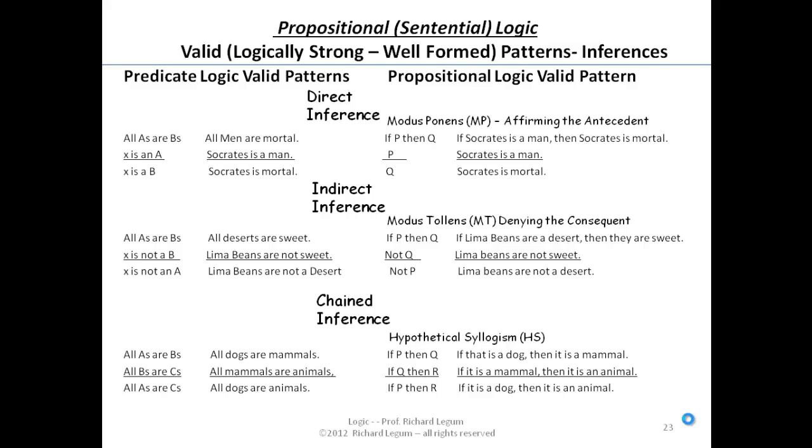Hypothetical syllogism, the same thing with if-thens, or the equivalent with if-thens. If P, then Q. If Q, then R. Therefore, if P, then R. If that's a dog, then it's a mammal. If it's a mammal, then it's an animal. Therefore, if it is a dog, it is an animal.